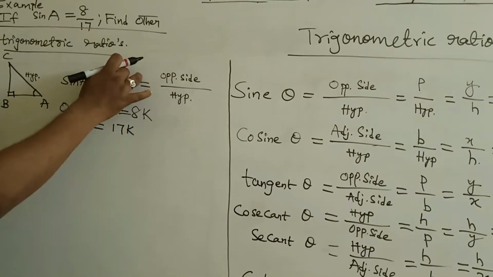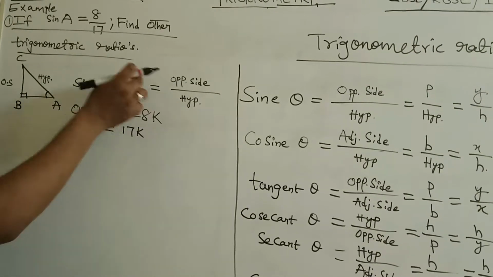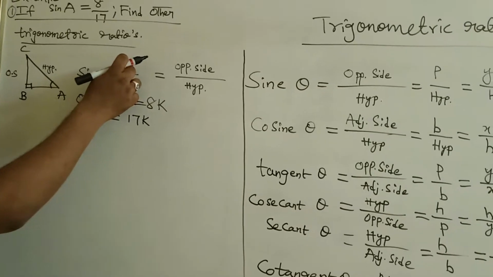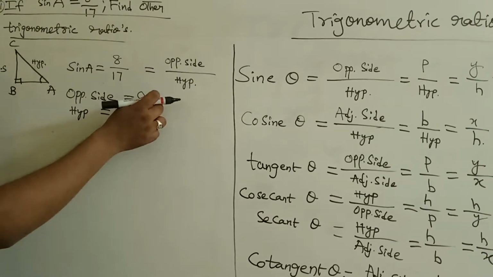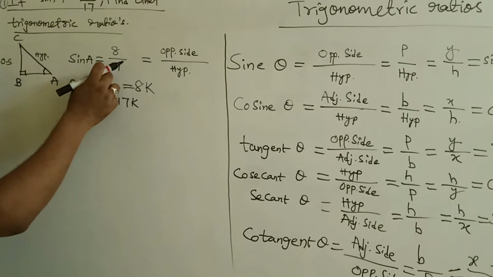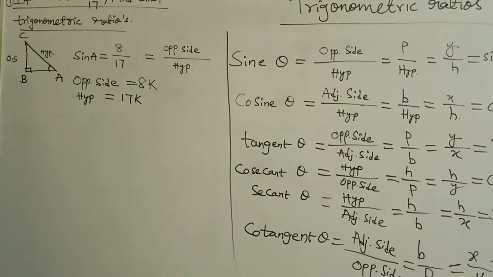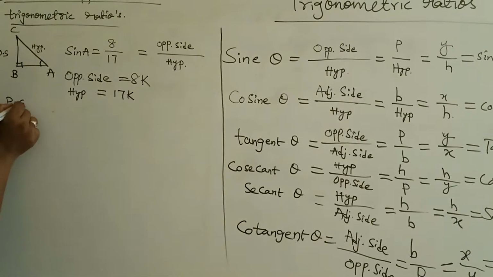17k. Here, opposite side 8k you need to write. Because we cannot write these as 8 and 17, because it is a ratio. Because of that reason we need to write the opposite side as 8k, and what is the hypotenuse corresponding here? 17. That's what you need to write, as 17k.